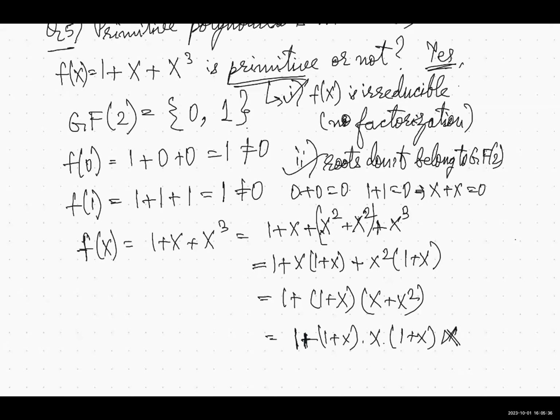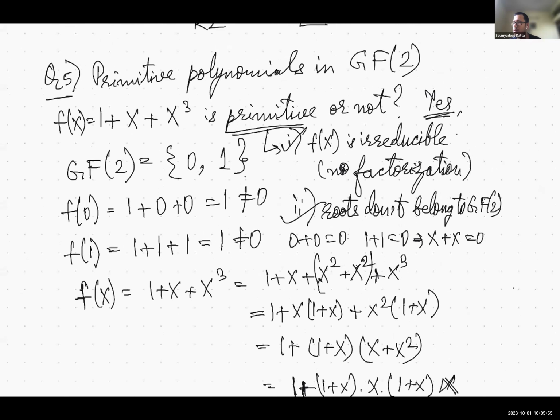Now one condition is satisfied, it is not factorizable, but another condition, 0 and 1 should not be roots, is not satisfied, no? That is satisfied, right? I just wrote it here. You have 1 plus x cube: you put 0, you get 1. You put 1, and with both 0 and 1 you are not getting zeros. You can just do it and see.